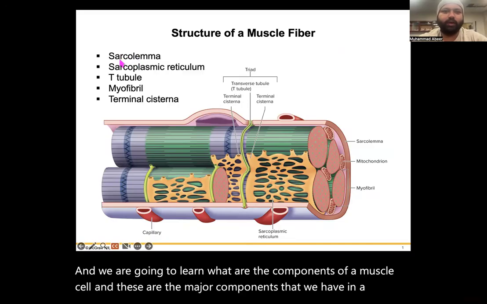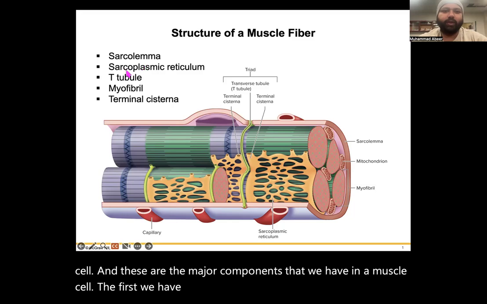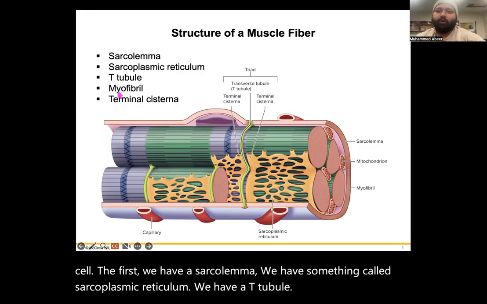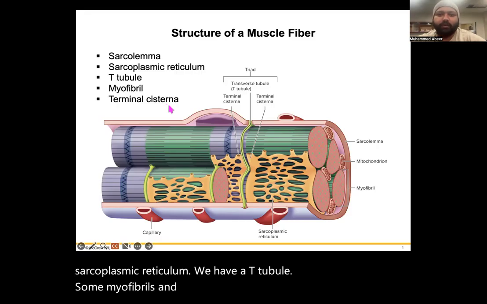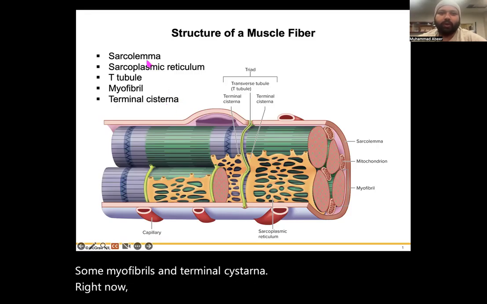The first, we have a sarcolemma. We have something called sarcoplasmic reticulum. We have a T-tubule, some myofibrils, and terminal cisterna. Right. Now let's look at the sarcolemma first.